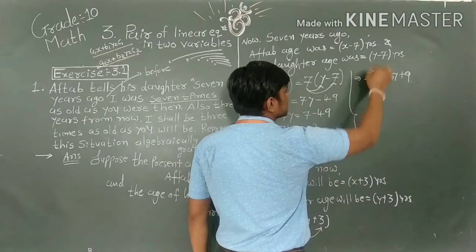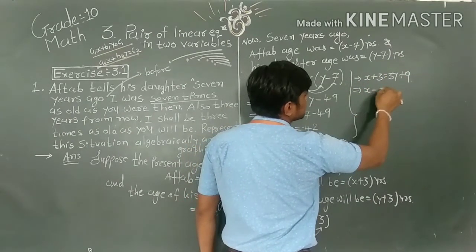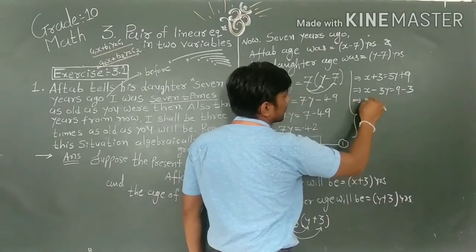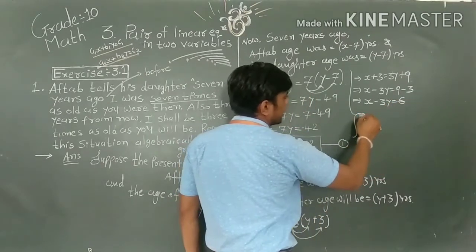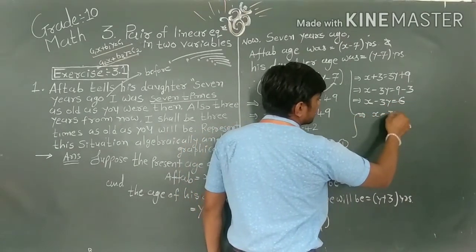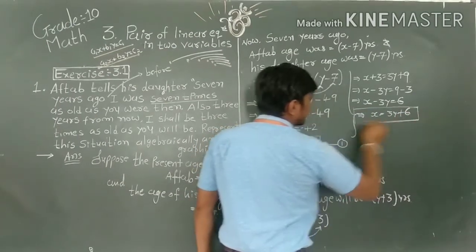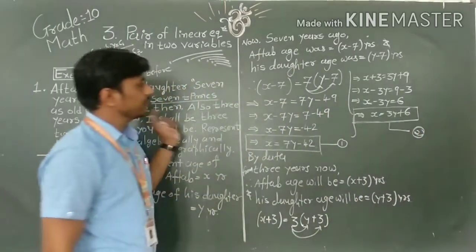Now transpose: this is the left side and this is the right side. We get x minus 3y is equal to 9 minus 3. Therefore, x minus 3y is equal to 6. Therefore, we write x is equal to 3y plus 6. This is our second equation. Okay, look carefully, everyone.